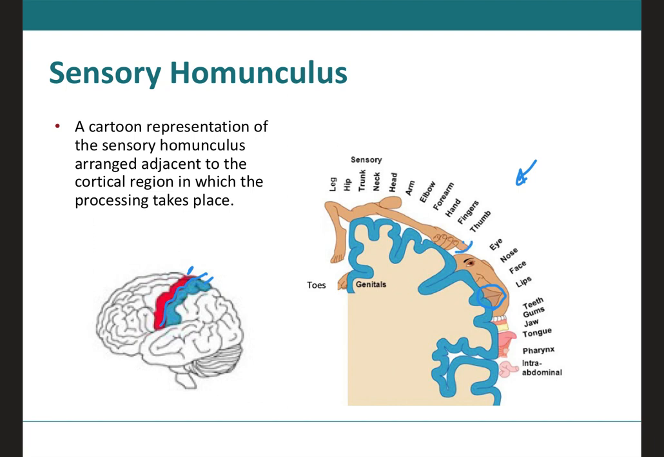Notice how it has big hands because our hands are very sensitive. Notice how it has a little tiny trunk because we don't need a lot of sensation on our trunk. The hip as well, the leg as well. The feet are a little bit bigger than the leg because we don't need a lot of sensation in the leg, in the hip, for example, compared to the feet. So this is what we call a sensory homunculus, basically a representation of where we have more sensation compared to other areas of the body.